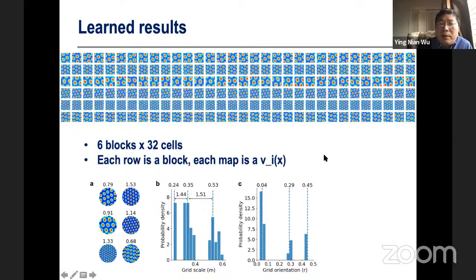And the orientations also form clusters. Also, within the same module, same block, all those grid cells share the same orientation. This also seems to agree with the neuroscience observations.